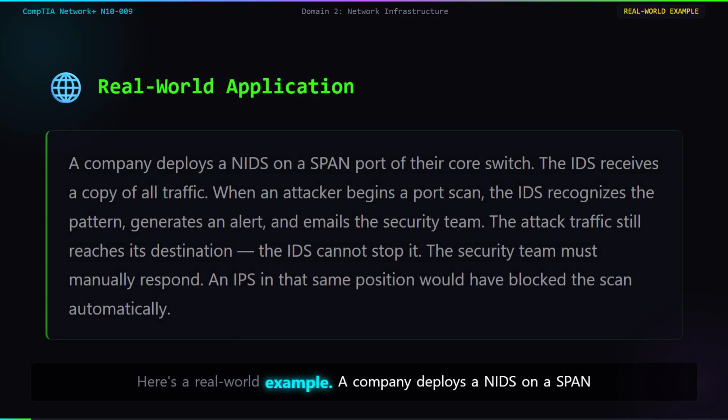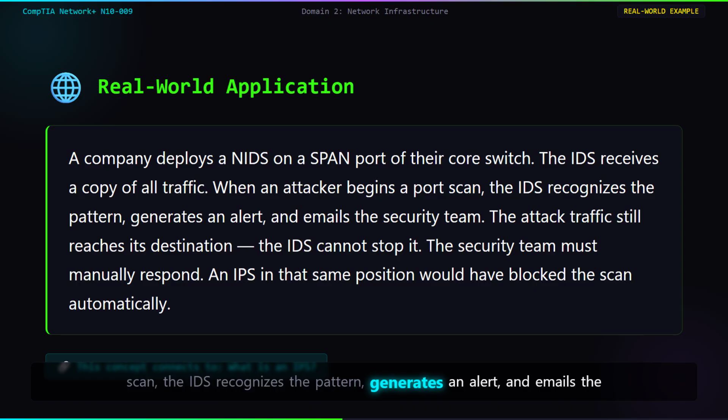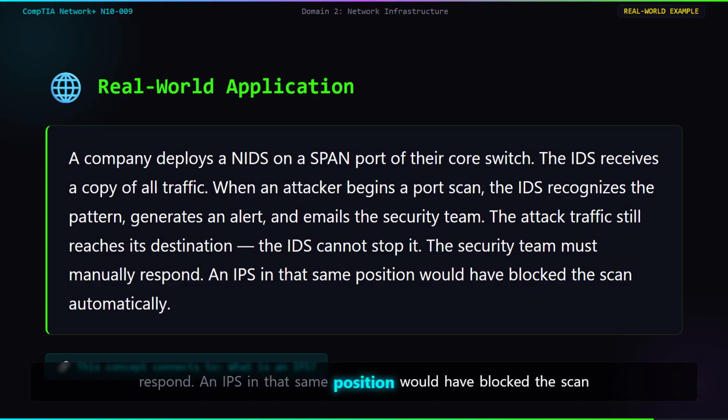Here's a real-world example. A company deploys a NIDS on a span port of their core switch. The IDS receives a copy of all traffic. When an attacker begins a port scan, the IDS recognizes the pattern, generates an alert, and emails the security team. The attack traffic still reaches its destination. The IDS cannot stop it. The security team must manually respond. An IPS in that same position would have blocked the scan automatically.